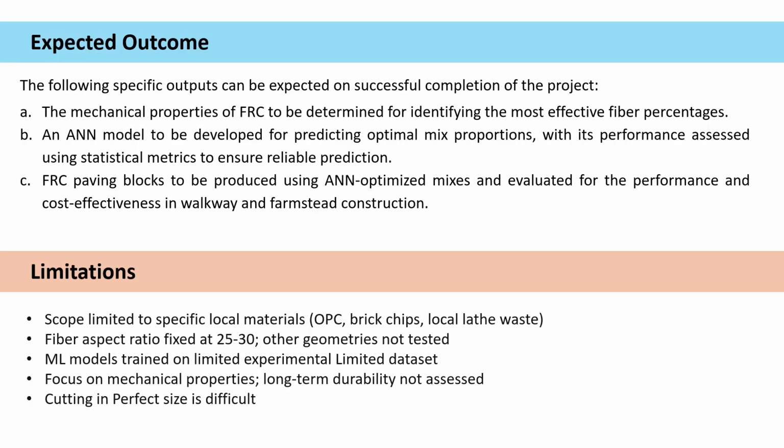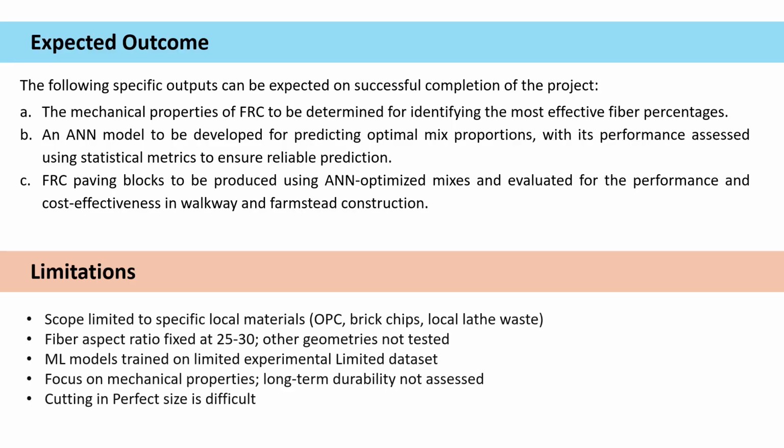The expected outcomes of this study are a clear understanding of how lathe fiber influences the mechanical properties of concrete, trained machine learning models for predicting optimal mix proportion, fiber reinforced paving blocks developed using ML optimized mixes, offering improved strength and reduced cost for walkway and farmstead use. Overall, this research will contribute both scientifically and practically by promoting local waste utilization and generating sustainable pavement solutions.